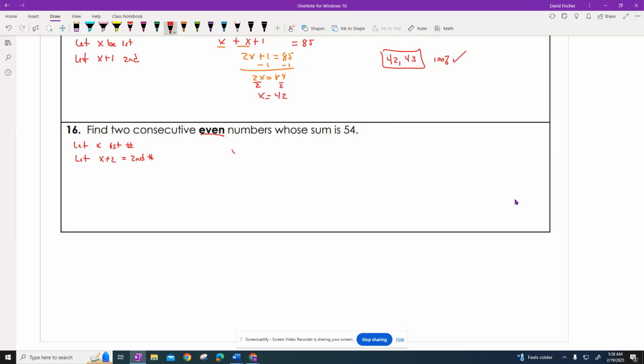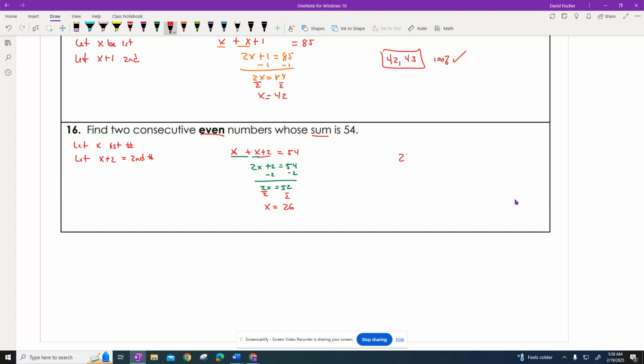So now, when we come over here, it's still pretty simple. I'm going to say x plus x plus 2, that's my second number right there, is, and they said sum, so that means add these guys, is 54. So once again, nice and easy. I have two x's over here, plus 2, get my x by itself. I get 26. This is where you have to be careful.